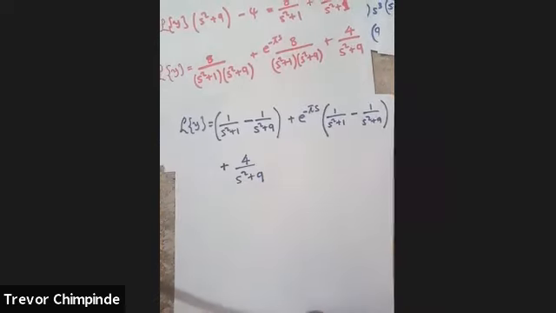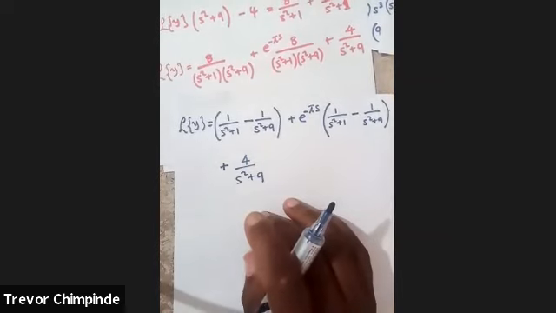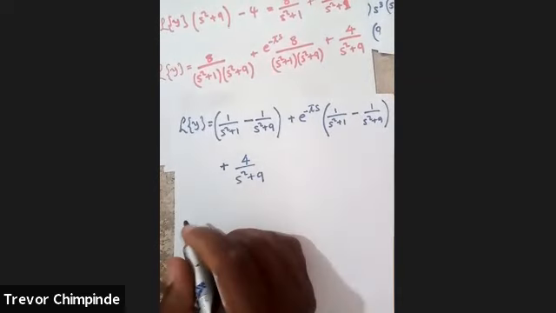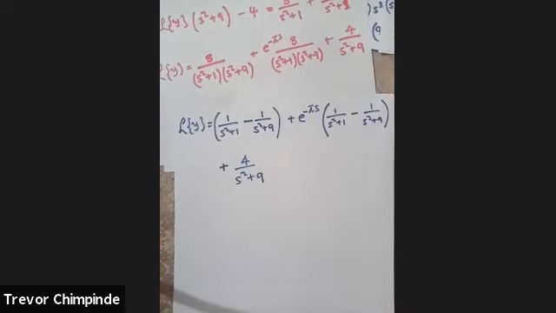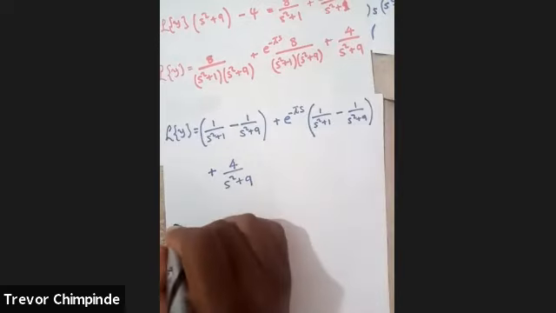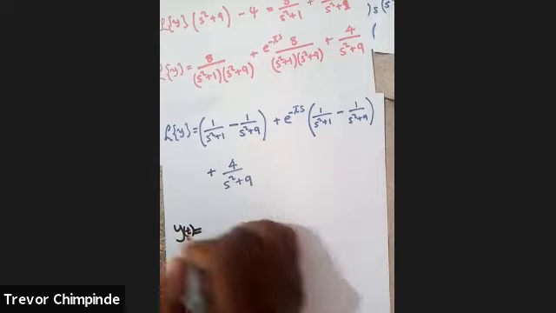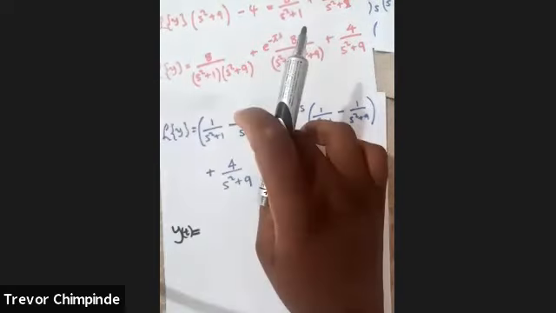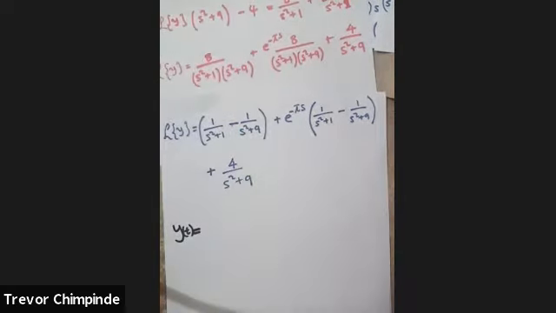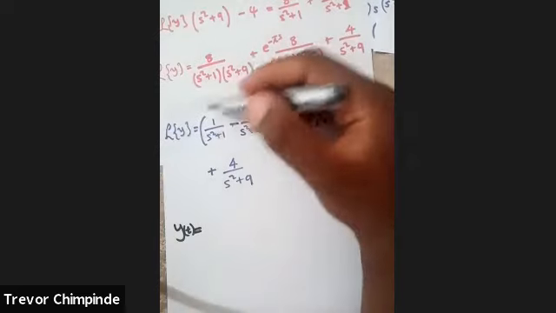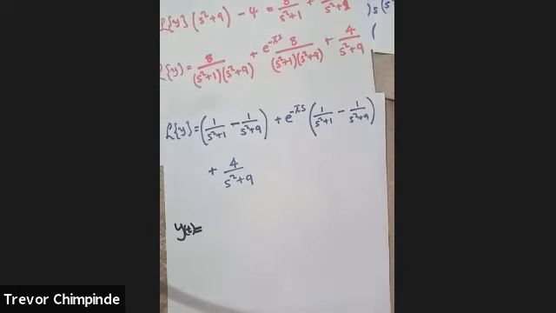So if this is the Laplace of y, it means that you just change the marker. It means that your y is equal to, that is your y of t, the inverse Laplace of this first part. So what's the Laplace of this? Anybody help us with the Laplace of the first term? The inverse Laplace transform, that is.